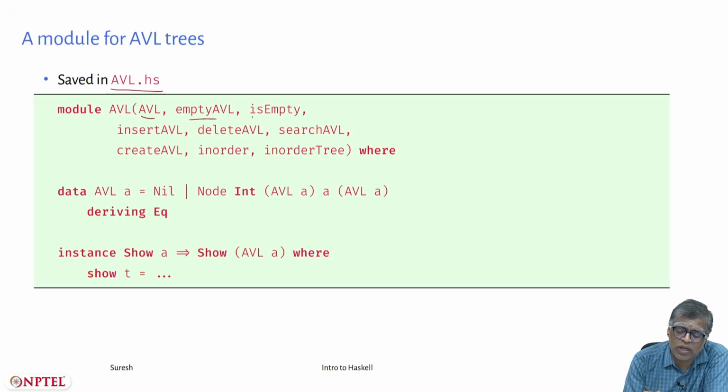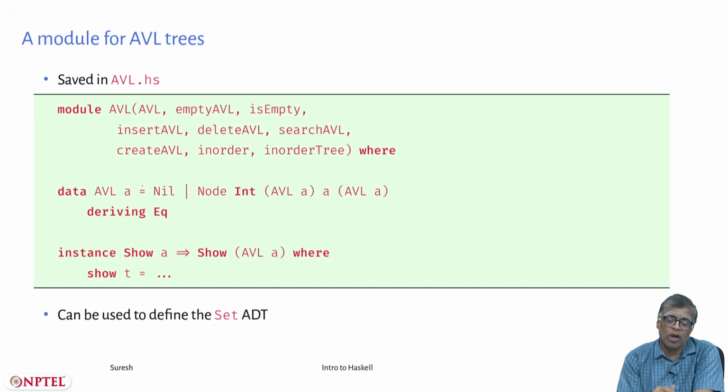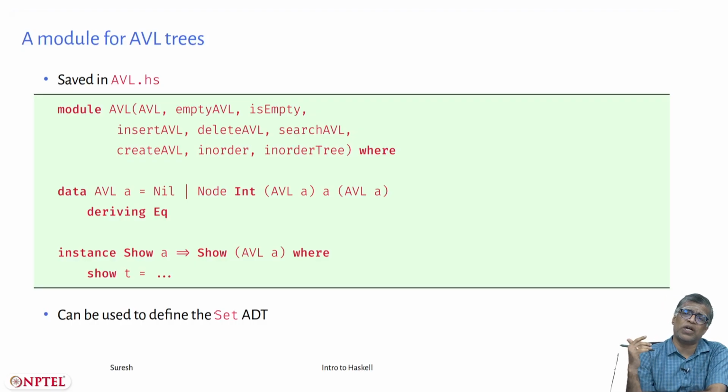AVL, empty AVL, is empty, all these functions you can provide, and then you have all these definitions about AVL, show, whatever utilities you want to define. And you can use this to define a set ADT, which, remember, we started out with the set ADT. Originally we implemented the set as a list, and then that was not very effective or efficient, because to perform n operations you would require order n squared time.